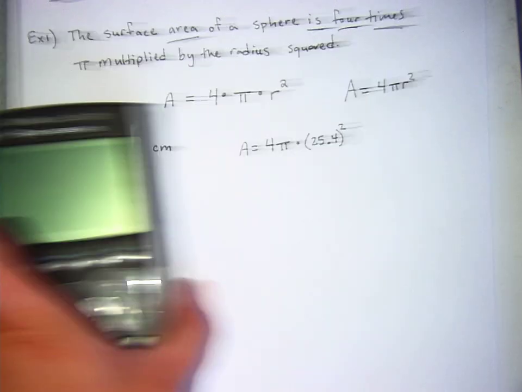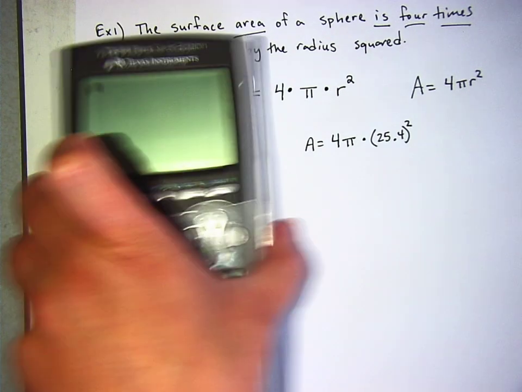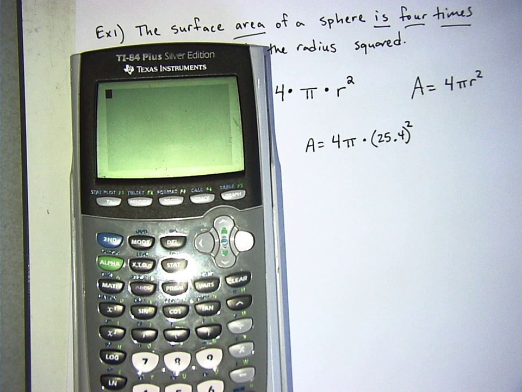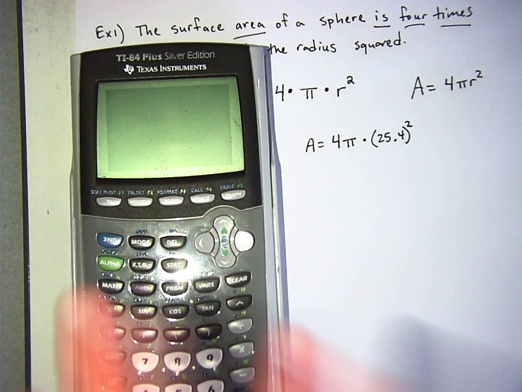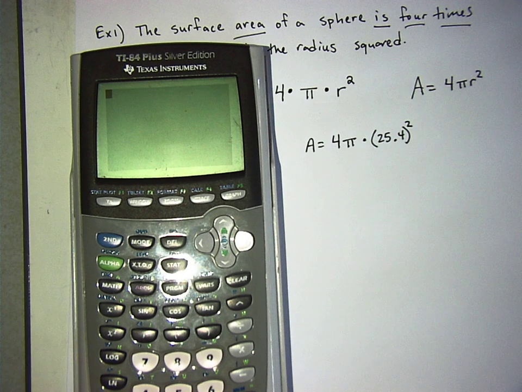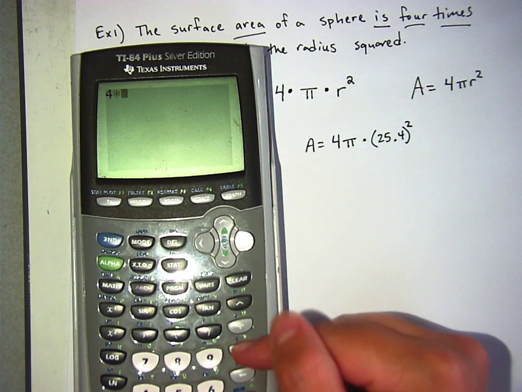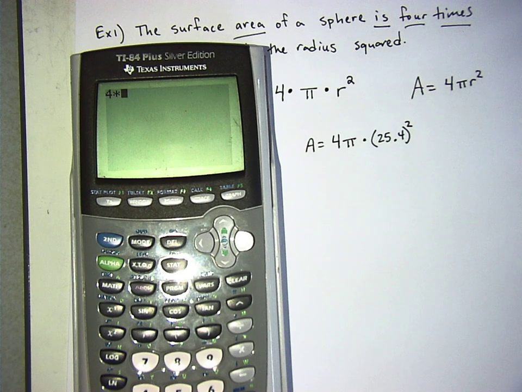And then in my calculator, we're going to do this all at once because this is a cool calculator, which means that we can do it all at the same time. So everybody with me now. Hit 4, times. Now you're going to hit the pi button.